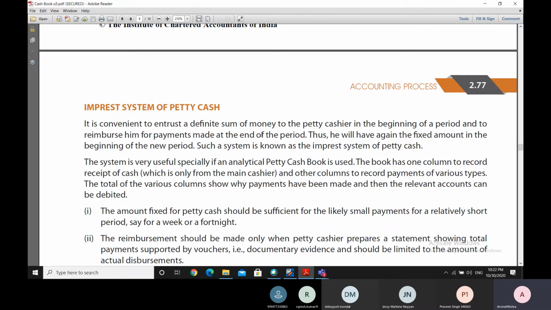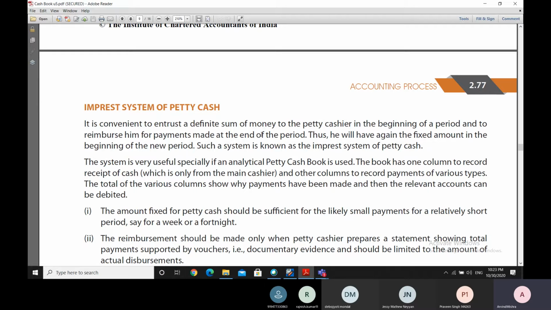For example, if I am the petty cashier and I have been given 2000 rupees, let's say for 15 days time, and at the end of 15 days, I am left with 1200 rupees because I have given small payments to many parties, and ultimately I'm left with only 1200 rupees because I have spent 800 rupees. So what will happen is that at the beginning of the new period, I will be given 800 rupees more so that my balance of 2000 is replenished. So this replenishment of the balance is made at the beginning of every new period.